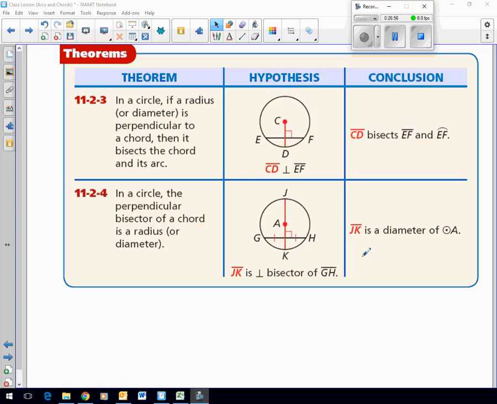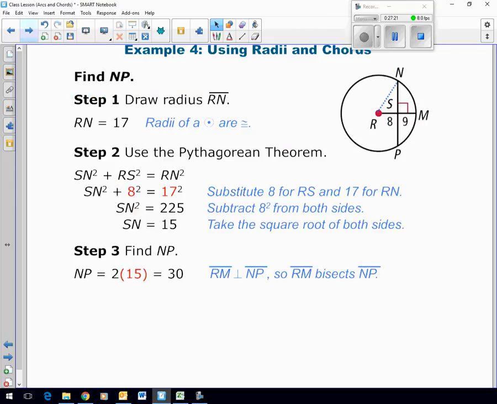In a circle, if a radius or diameter is perpendicular to a chord, then it bisects the chord and its arc. In a circle, the perpendicular bisector of a chord is a radius. You don't worry about writing that down, but the next example that I do, you have to write down. So put your French homework up and start doing math. I want you guys to write down that entire problem right there. You better start writing.